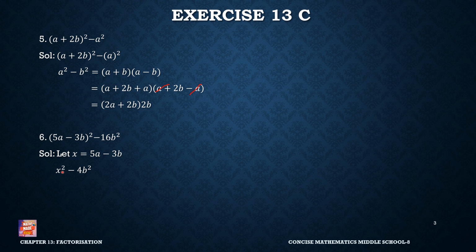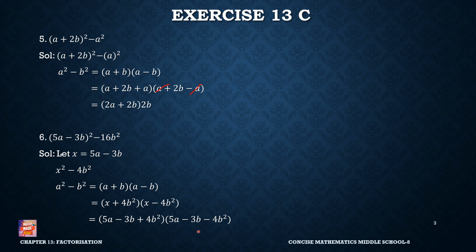So it is in the form of a square minus b square, right? Now I am going to substitute a is x and b is 4b. Just substitute those values over here. Now instead of this x, I am going to substitute 5a minus 3b in place of x. Then this is what we get. I'm just replacing x with 5a minus 3b, nothing else. Right, children? Okay, let's move on to the seventh one.